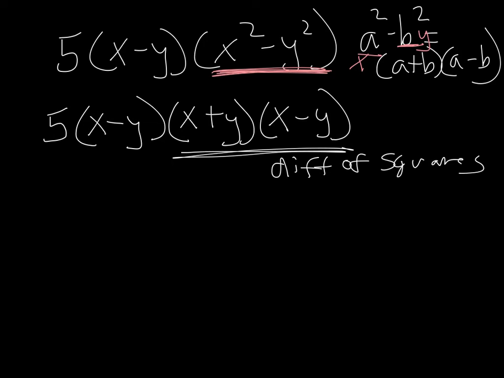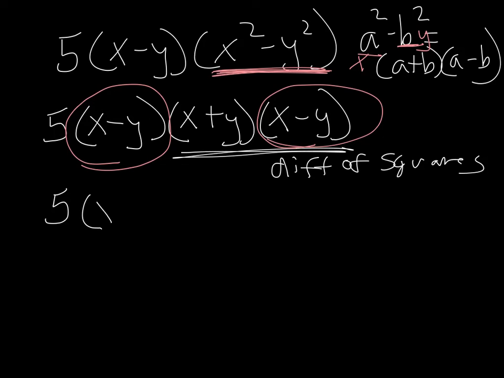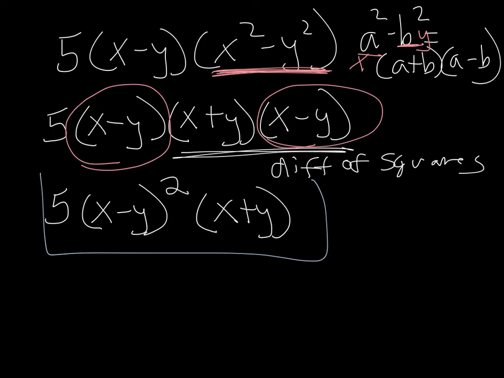And then my last step is, because I have 2 of these x minus y terms that are being multiplied, I can simplify by writing x minus y all squared times x plus y. And that will be your final answer.